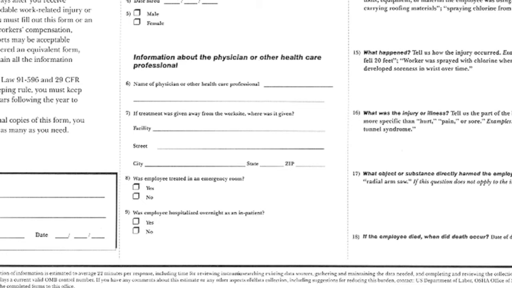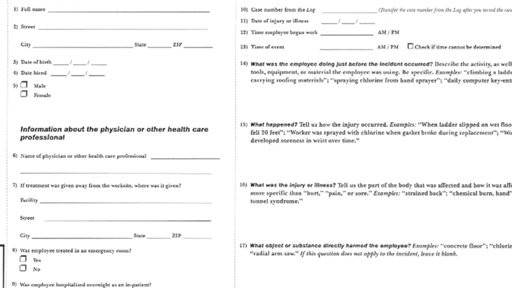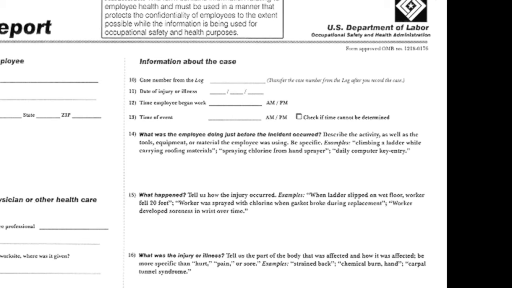Number 8 is if it was emergency room treatment or not. Number 9 is if the employee was hospitalized overnight as an inpatient or not. 10, whatever that case number is in your log. So you're basically going to transfer that case number from your 300 log. So you put that case number in there. The date of the injury again, the time employee began to work, and then the time of the event is going to be noted because you check if time cannot be determined. So if you don't know, then just check that little box.